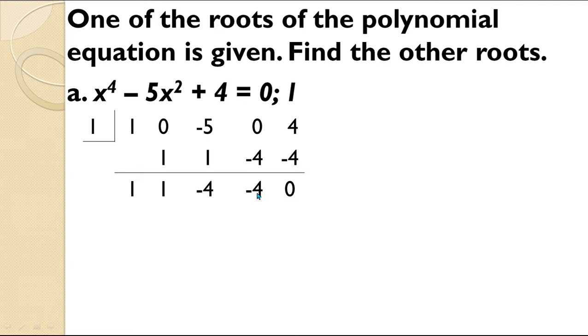Negative 4 times 1 is negative 4. 4 plus negative 4 is 0. So, 0 na yung ating remainder. Therefore, yung positive 1 ay root ng given equation. So, yung ating quotient, kunin natin, 1x cubed or x cubed plus x squared minus 4x minus 4.